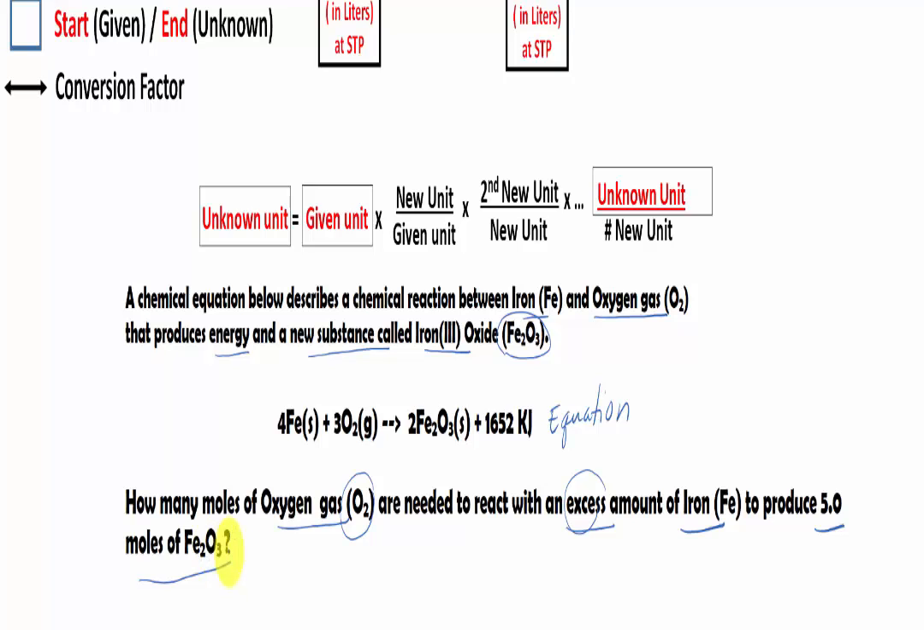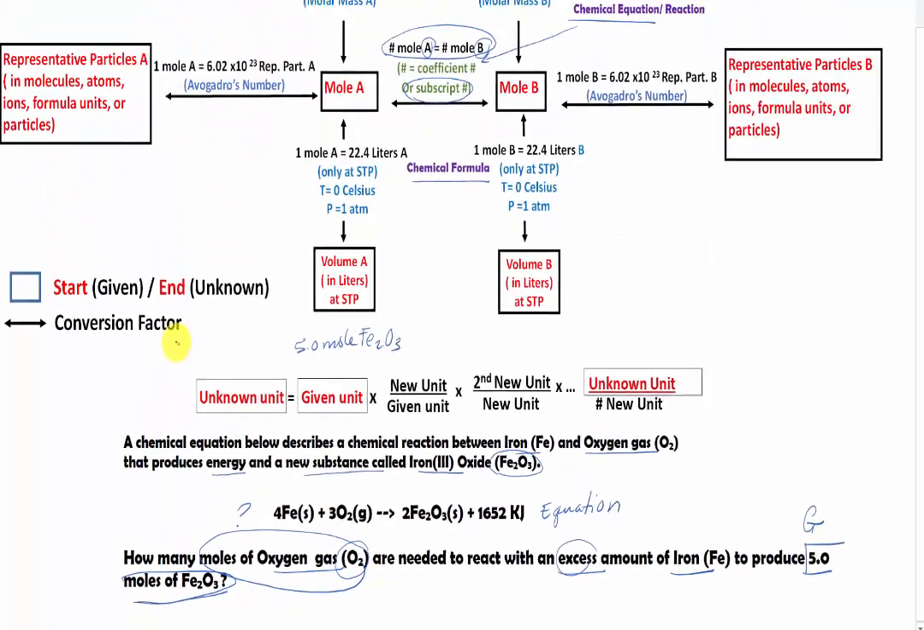So we look at this problem, and we have to realize our given is the one that has a unit and a number to it, which is 5.0 moles of iron oxide. So this is our given. Our given is 5 moles of iron oxide. And our unknown is basically asking for how many moles of oxygen gas. This would be our unknown. So again, our unknown is moles of oxygen gas.